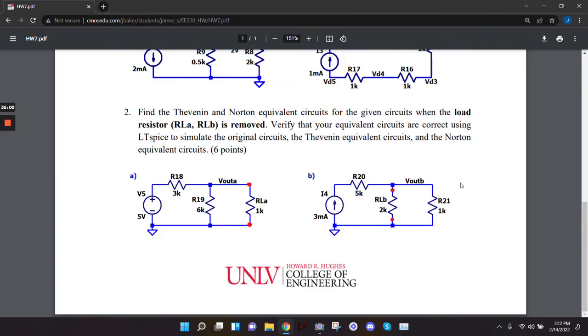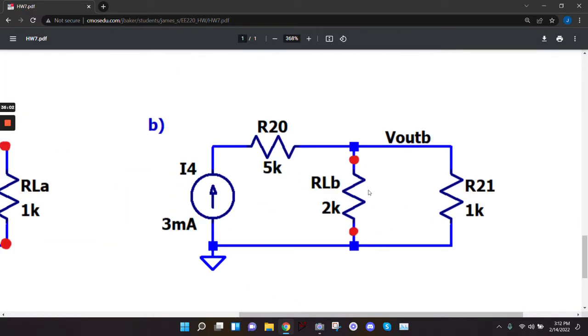Same thing over here. You remove this 2K resistor, and you first find V out with the 2K in there. And then you remove the 2K, you Thevenize the circuit, you Nortonize the circuit, and then you plug the 2K back into your equivalents and check that it matches your initial value of V out.